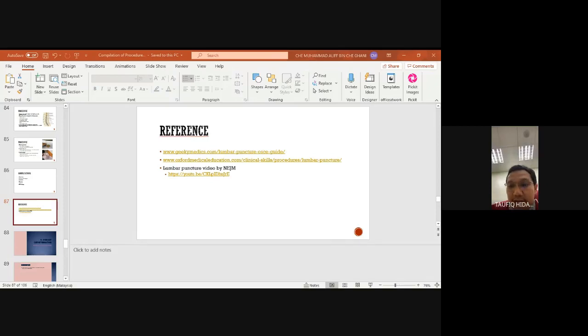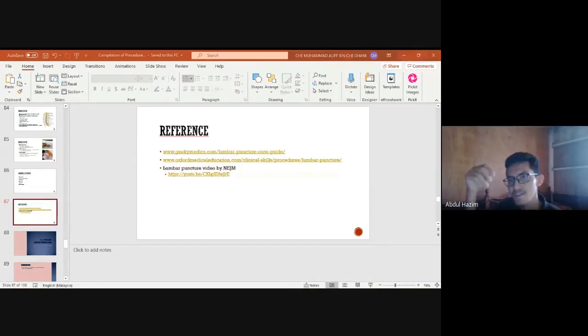And then kenapa tadi kena L3 or L4 tadi? Why? Because the spinal cord ends at the level between L1 and L2, so we need to puncture at a much lower level to avoid injury to the spinal cord.